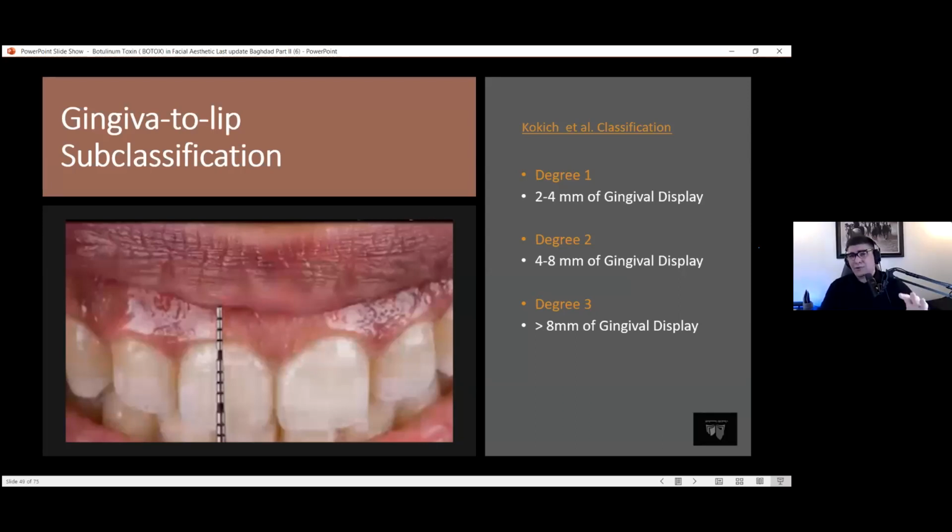So Kokich is actually very famous in gummy smiles, smile lines, corridors, and smile curve, and if you go through the lectures of Kokich, maybe you're going to get a lot of information about the gummy smile, especially for people dealing with surgical, perio, or aesthetic, or even conservative digital smile dentistry. So degree 1 is 2 to 4 millimeters of gingival display, degree 2 is 4 to 8, and degree 3 is more than 8. More than 8 is a little bit questionable, but it is still treatable.